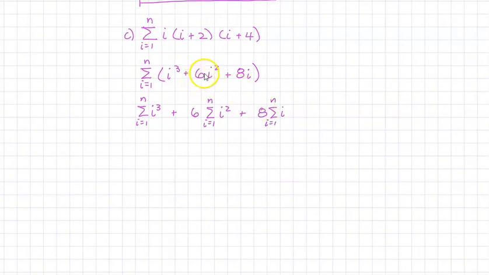So notice the 6 just comes out and the 8 comes out. You would have a 6 in every single one of these terms, so I factored it out. And then same here, when you expand it, you would have an 8 in every one of those terms.